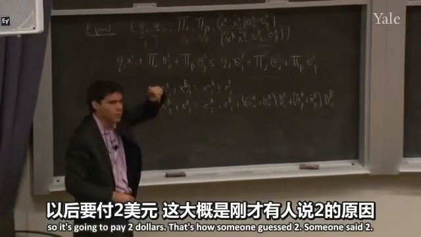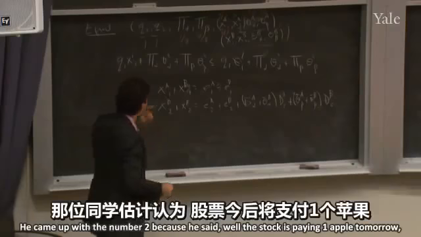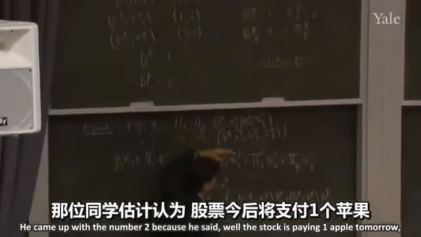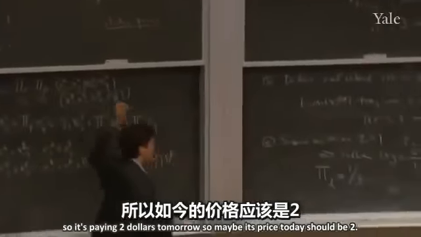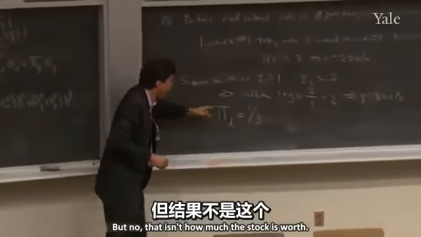That's how someone guessed 2. Someone said 2. How did he get 2? He came up with the number 2 because he said, well, the stock is paying 1 apple tomorrow. The price of apples is now 2, so it's paying $2 tomorrow. So maybe it should be worth $2. Its price today should be 2. But no, that isn't how much the stock is worth.